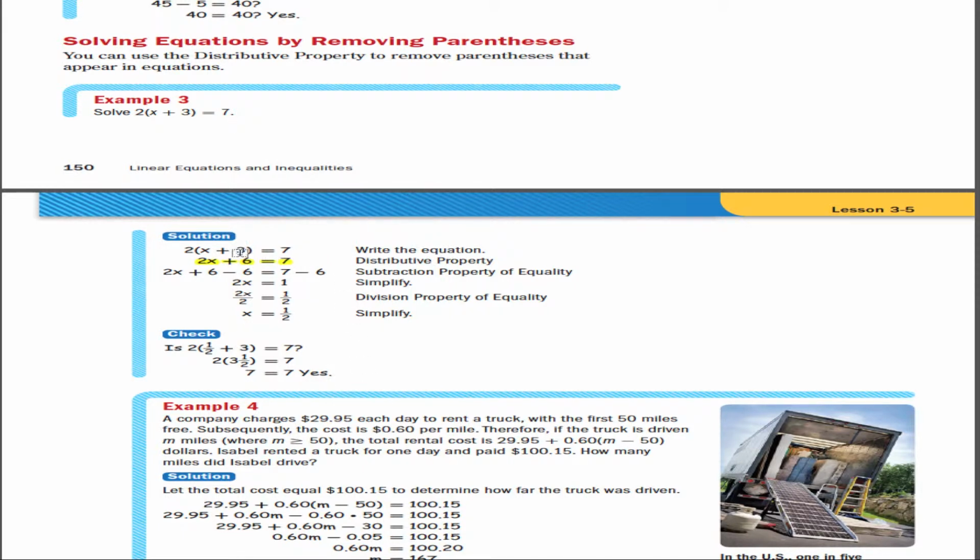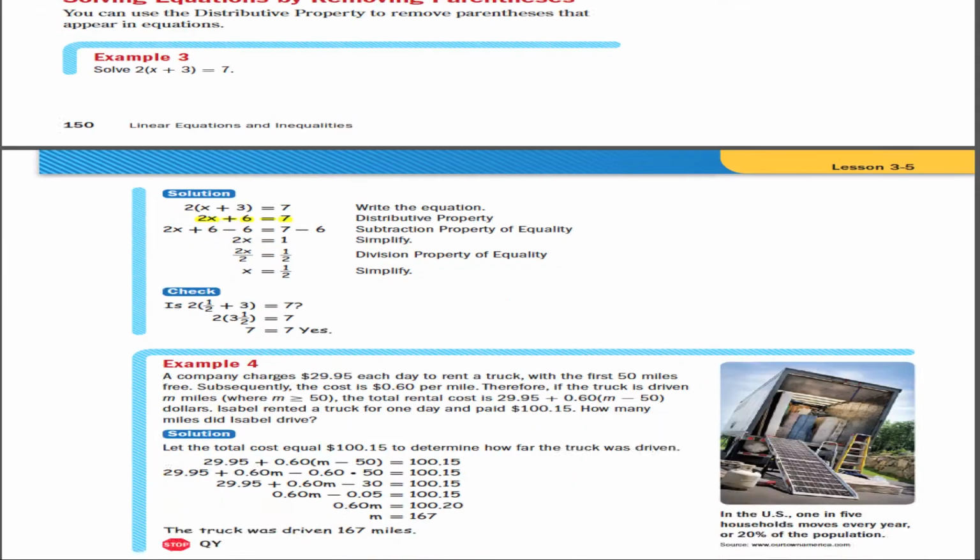Remember to multiply everything in parentheses by what is outside of the parentheses and being multiplied into it. It's not uncommon for students to forget the second term. Be aware of it. Look for that kind of error as you're going through it.